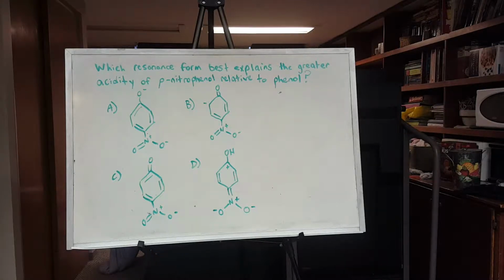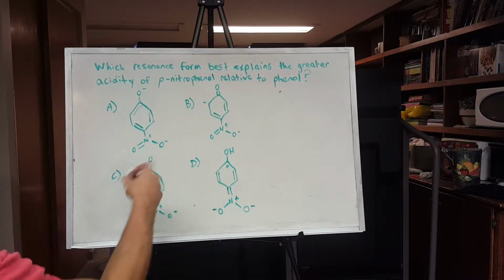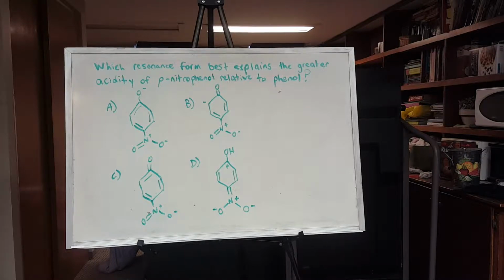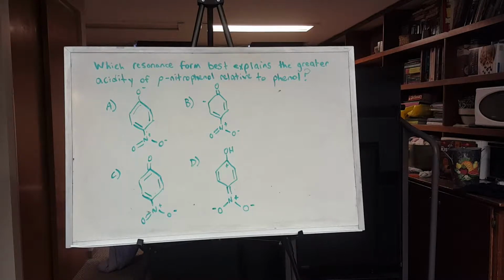Which resonance form best explains the greater acidity of para-nitrophenol relative to phenol? So A, B, C, and D are all forms of para-nitrophenol, either the acidic form or the conjugate base form, right? So, how do we determine acidity?